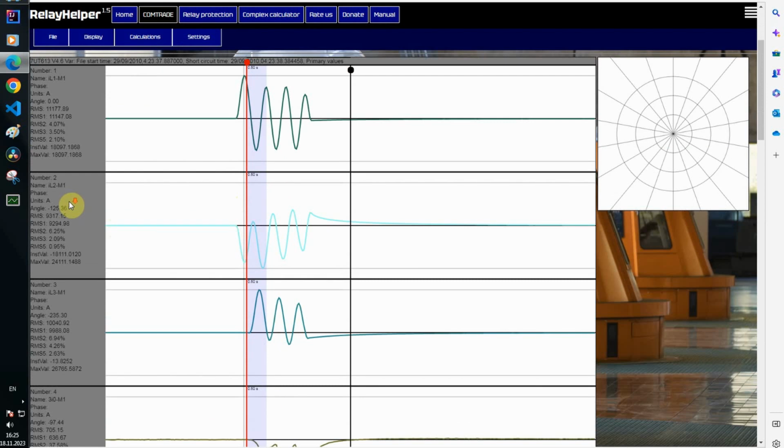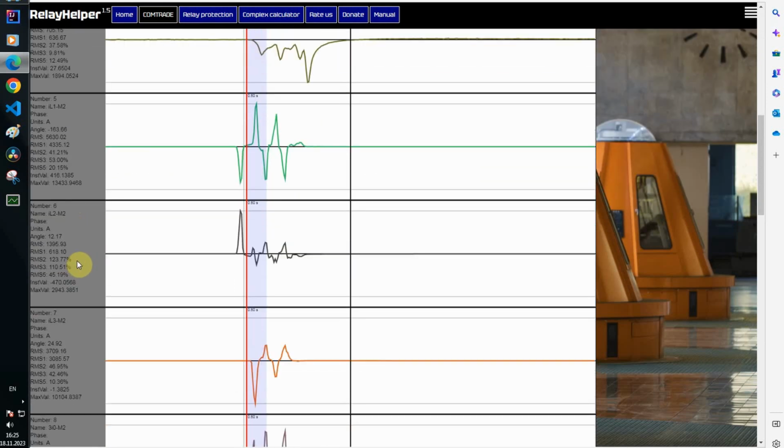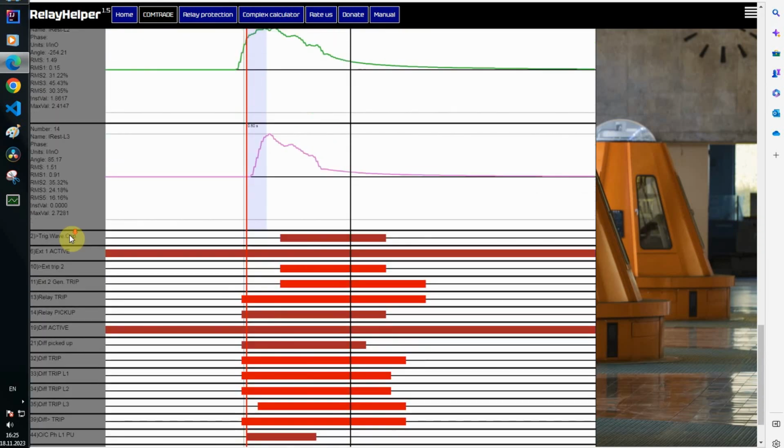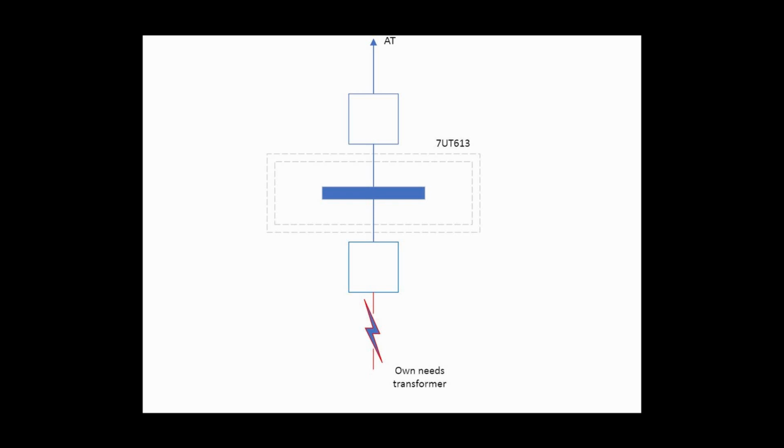This is a three-phase short circuit and here are crazy saturated current channels. Let's break down the primary scheme to understand the situation.